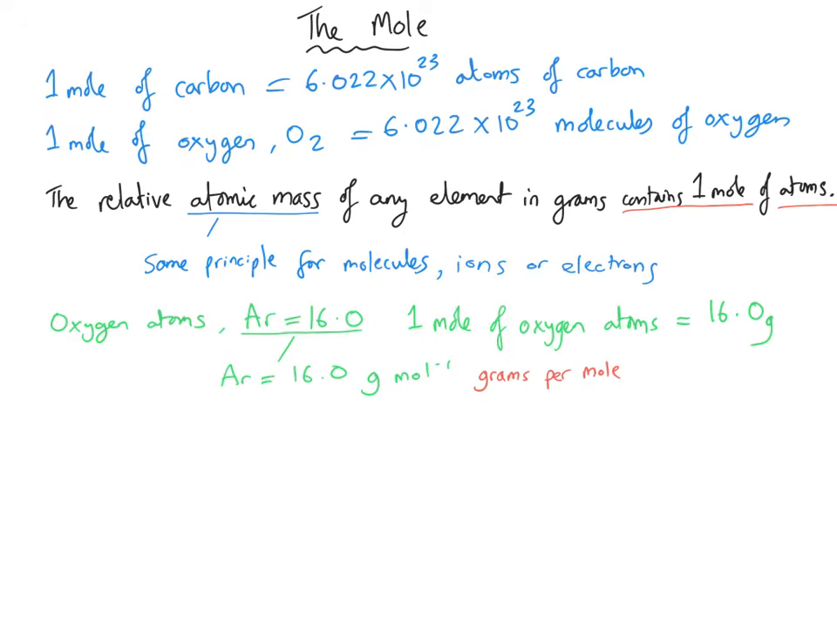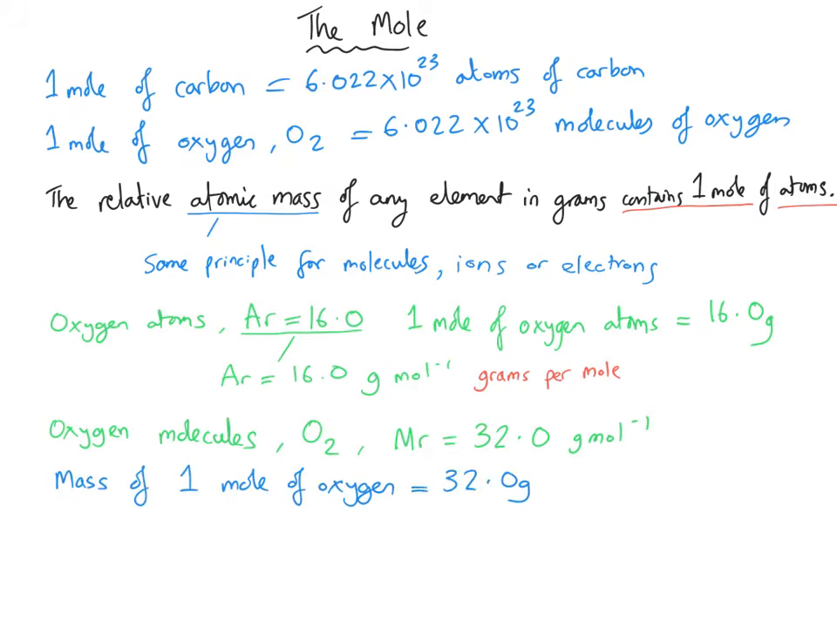And that's quite helpful. And so oxygen molecules, O2, which has got 2 oxygens added together, the relative molecular mass is 32.0 grams per mole. So it's really obvious then that the mass of 1 mole of oxygen molecules is going to be 32.0 grams. And so the mass of 2 moles of oxygen will be 64.0 grams, twice as many particles, twice the mass.